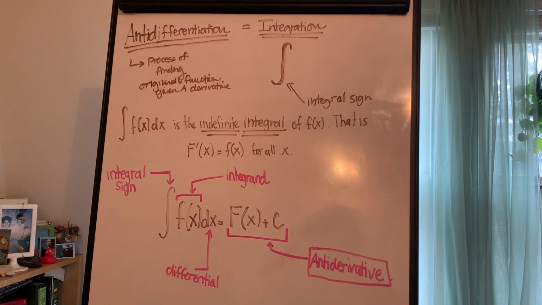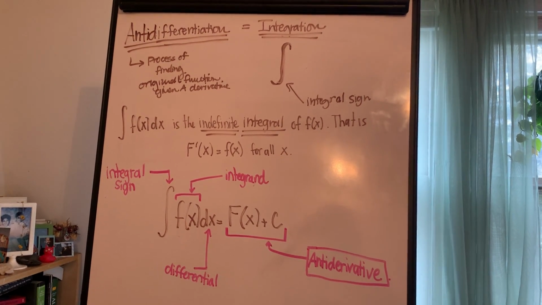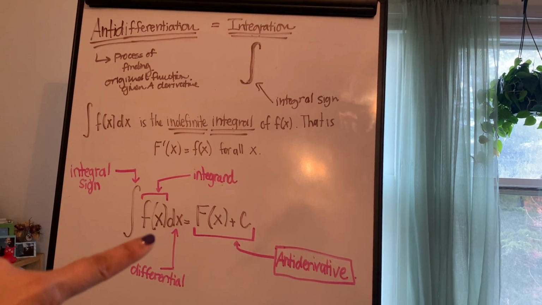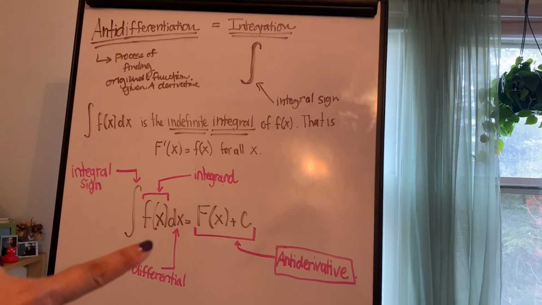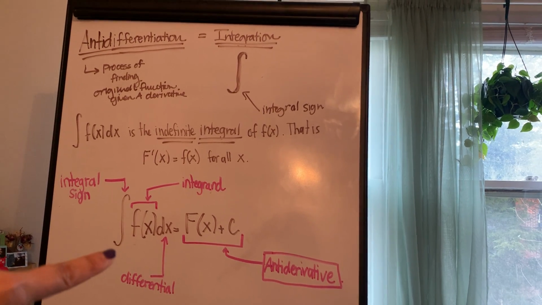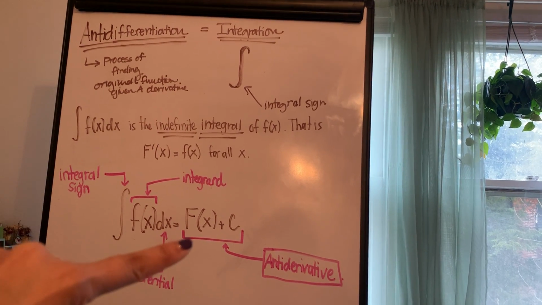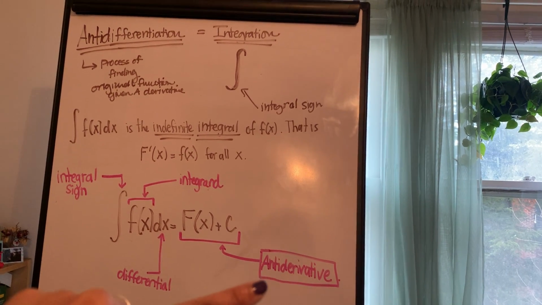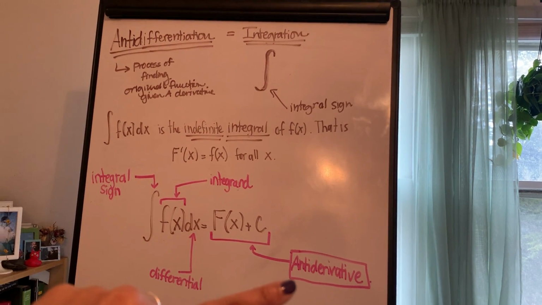So the idea is that f of x inside this integral sign, this one right here, is a derivative, right? This integral sign is undoing that derivative, which is giving me my original function. I know that it's a lot to think about in terms of these words. It's just a lot of words, different terms.